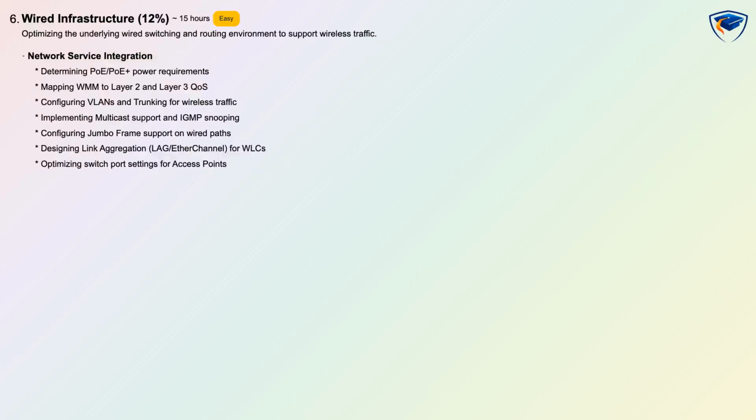Wired infrastructure carries 12% of the exam, is rated easy, and has an estimated study time of 15 hours with conceptual and scenario-based assessment items. You will learn to optimize the underlying switching and routing environment to support wireless traffic, including PoE and PoE+ power planning and switch port tuning for access points.